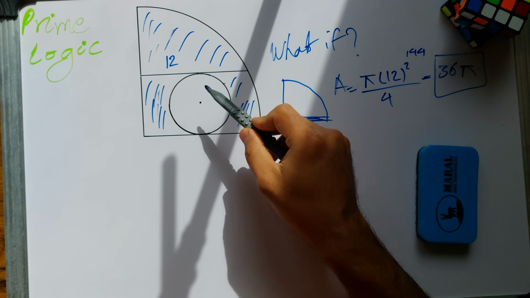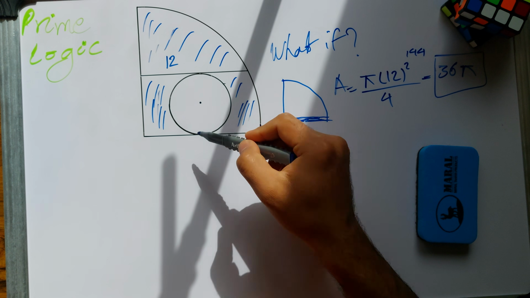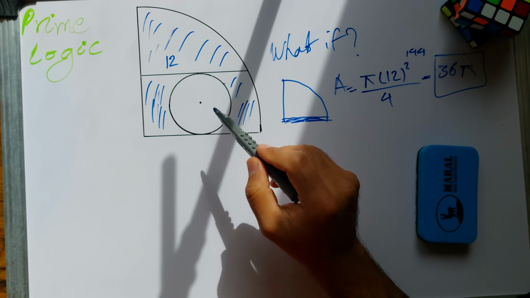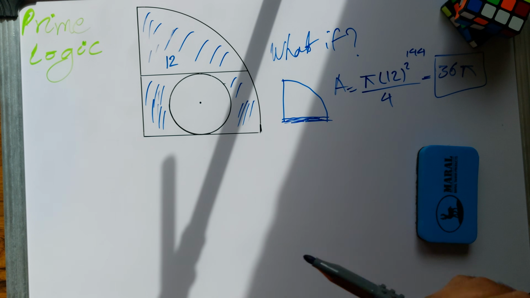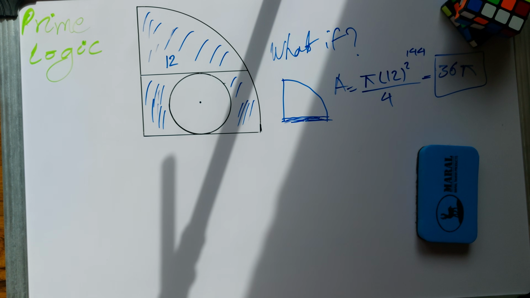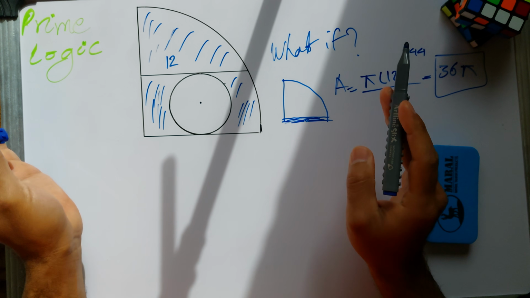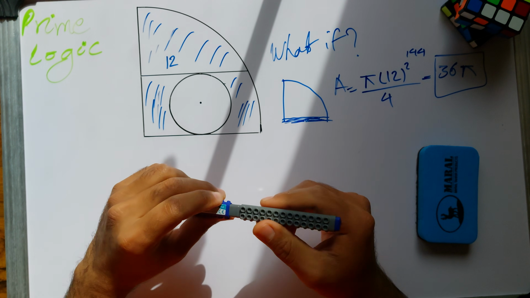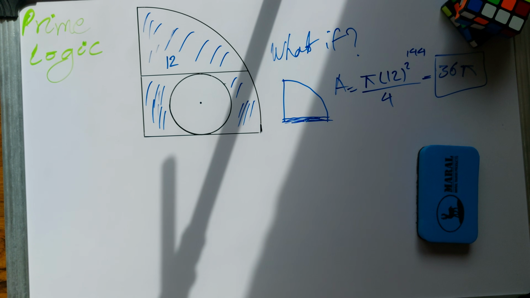And the shaded area always stays the same, no matter how big or small this inner circle is. In this setup, when the tangent line is just 12 units, it is always 36 pi. So that was very intuitive, very reliant on your deepest understanding and spatial reasoning.